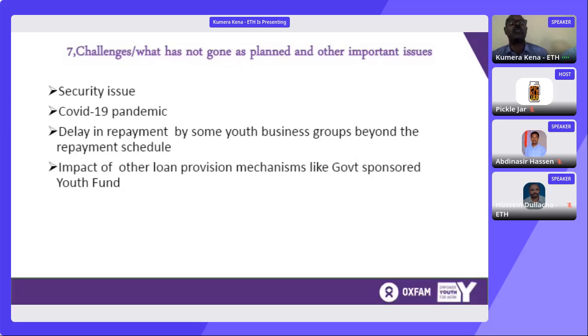The other one is delay in repayment by some youth business groups due to different reasons. Regarding this also, we have been making efforts with relevant stakeholders to manage or address such challenges.